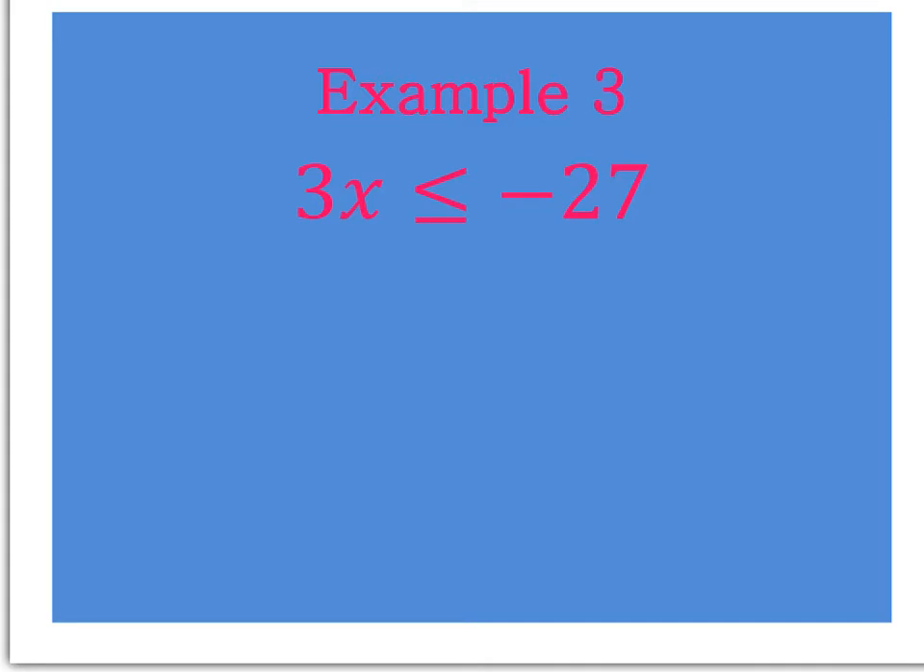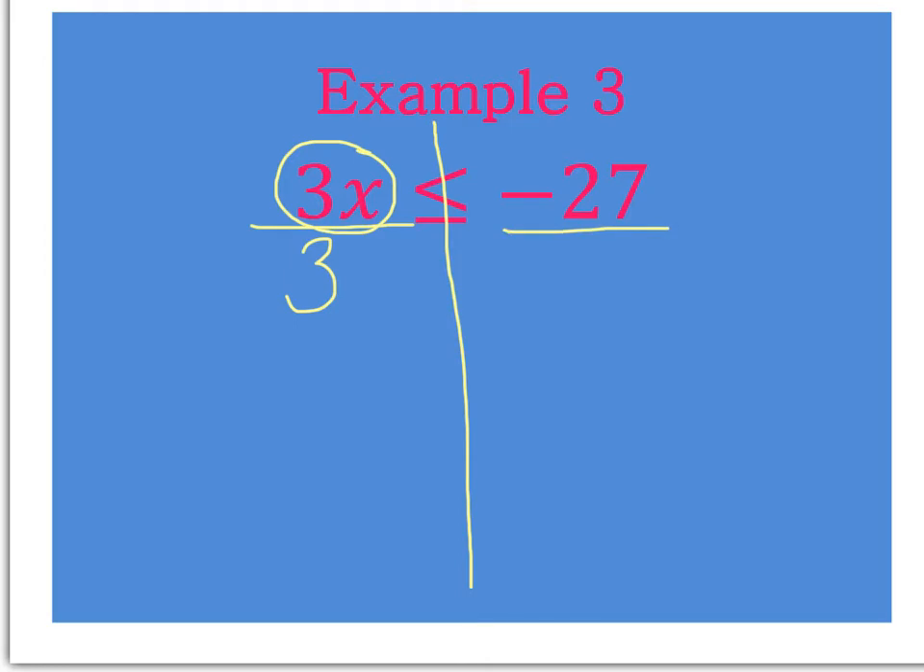Example 3. We are talking about a one-step inequality again, and we've separated the two sides. The operation that is going on between 3 and x is multiplication. Anytime you have a number next to a variable, it's always multiplication that's going on. So if we want to get x by itself, since that's multiplication, we have to divide by 3. Whatever we do to one side, we do to the other side.